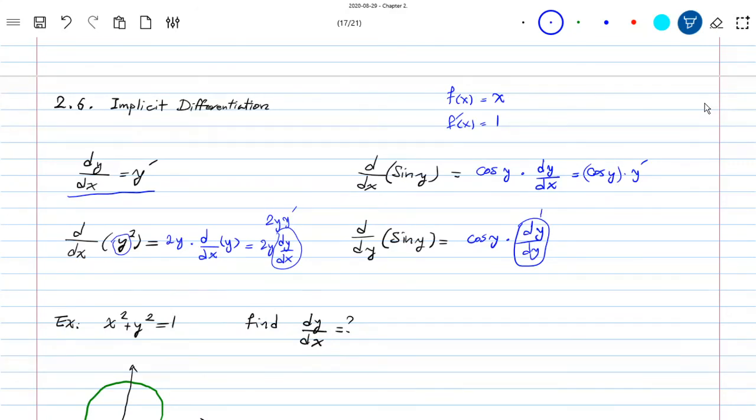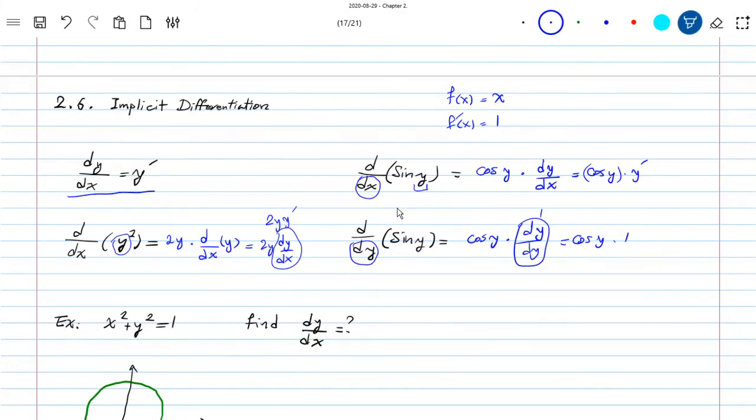So I want you to see that whether the derivative is with respect to x or with respect to y makes a difference, because you have to apply the chain rule. The derivative of y with respect to x is y prime, but the derivative of y with respect to y is simply 1. So this is cosine y times 1. Okay, so we're going to use this idea.